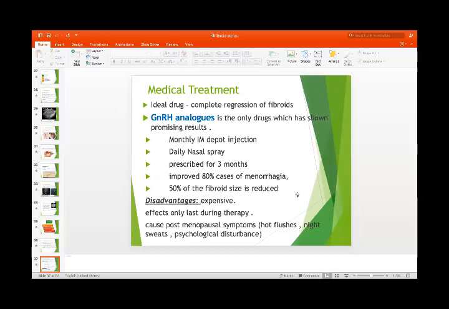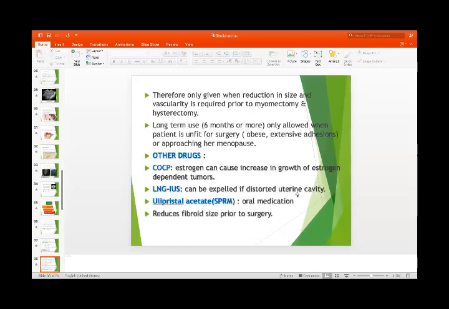But the disadvantage is they are very expensive, cannot be afforded by all the patients, and they cause a hypoestrogenic state, that is pseudomenopause, if they are used for a longer term. And you have to add hormonal therapy, HRT, hormone replacement therapy, to the patient. So they are usually given for a short period, usually 3 to 6 months, so as to decrease the size of the fibroid and to reduce the vascularity also before surgery.